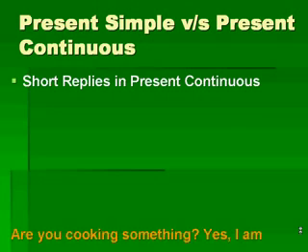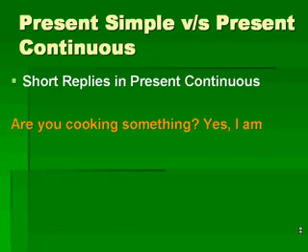Now we'll look at short replies in present continuous tense. First of all, are you cooking something? Yes, I am. Here you see we are not using "yes, I do." We are using "yes, I am." Remember that we are using the same helping verbs. So am is a helping verb which is used in present continuous tense. Remember that whenever you make short replies of any tense, you use the helping verbs present in that tense. Short replies are made of the helping verbs present in a particular tense. For example, we are making short replies of present continuous tense, so the helping verbs of present continuous tense will be used in short replies, right?